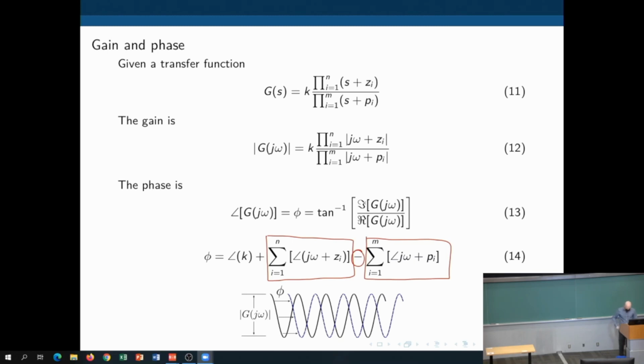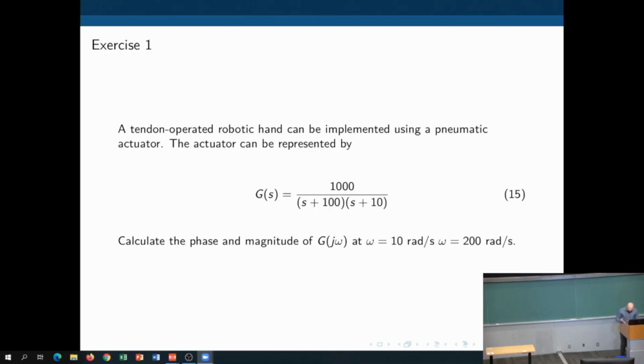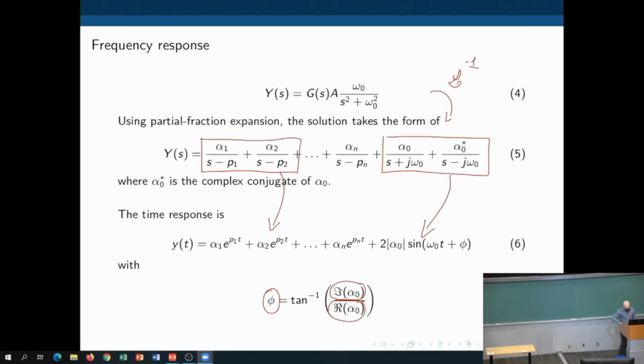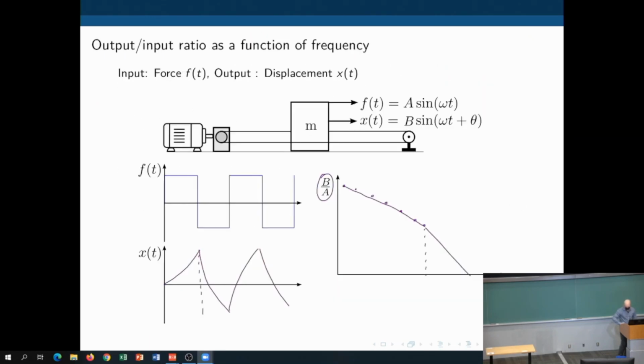So I'm going to do an exercise now, and this is relatively easy. Just find the same format to calculate the phase and magnitude and plug in numbers. That's easy. What I really wanted to understand here is why you're doing this. Why are we interested in the frequency response? What does it represent? What information do we get? What practical application do we get from it? So that's why I started with this example.